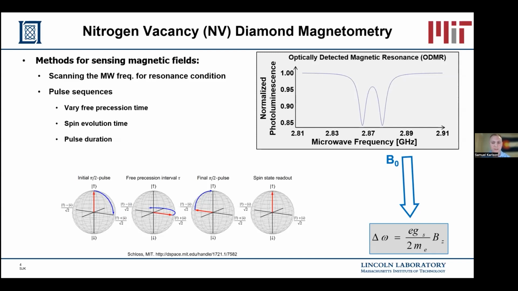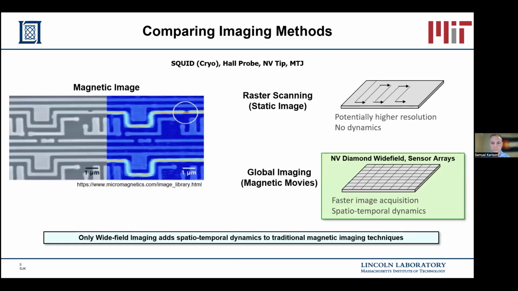More advanced methods of detecting the magnetic field include pulse sequences, and these pulse sequences can improve sensitivity and limit dephasing of the quantum system. My research has specifically involved using nitrogen vacancy centers in diamond and these quantum systems for wide field magnetic imaging.